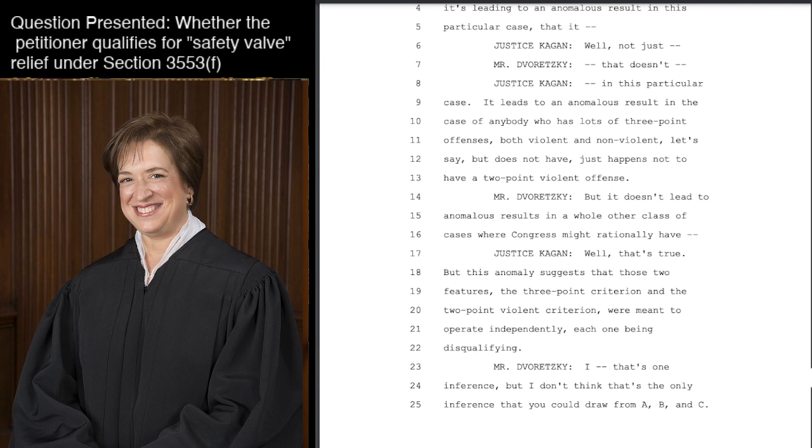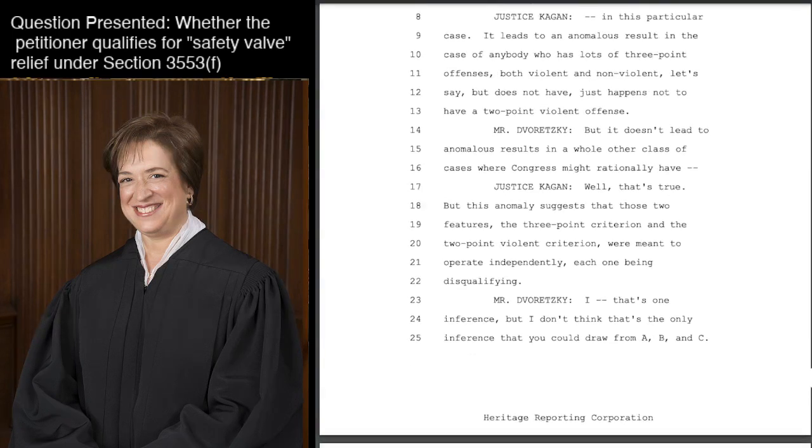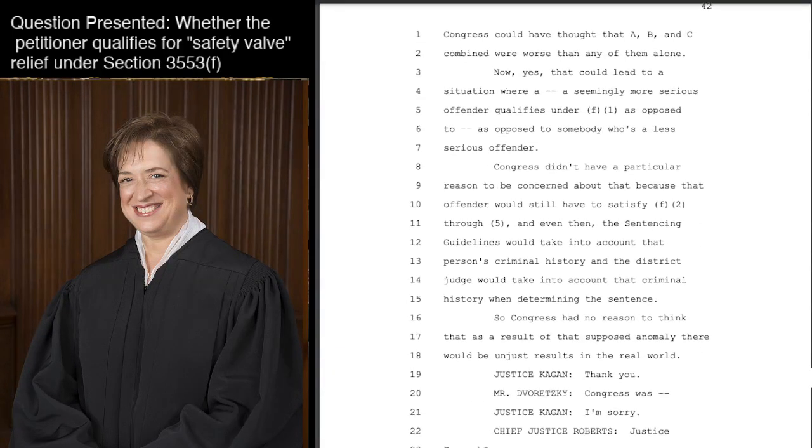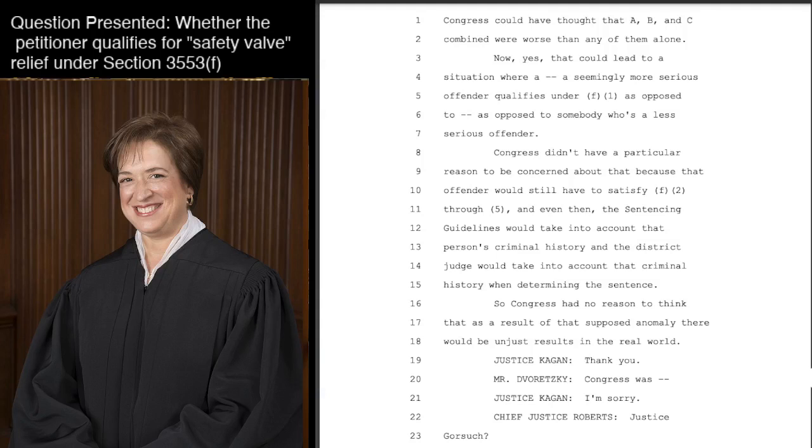Well, it's true, but this anomaly suggests that those two features, the 3-point criterion and the 2-point violent criterion, were meant to operate independently, each one being disqualifying. That's one inference, but I don't think that's the only inference that you could draw from A, B, and C. Congress could have thought that A, B, and C combined were worse than any of them alone. Now, yes, that could lead to a situation where a seemingly more serious offender qualifies under F1 as opposed to somebody who's a less serious offender.